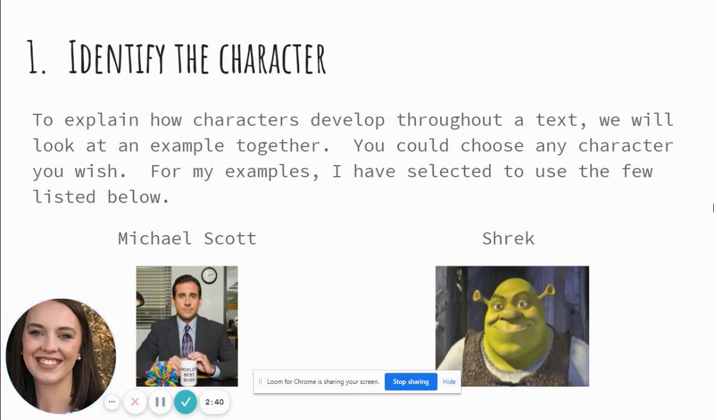So I'm going to give two examples today, Michael Scott from The Office and Shrek. Hopefully all of you know who these two guys are, but if you do not, I encourage you to watch them. I promise you will not be disappointed. Watch more television, folks. Can't be that bad for you, actually.